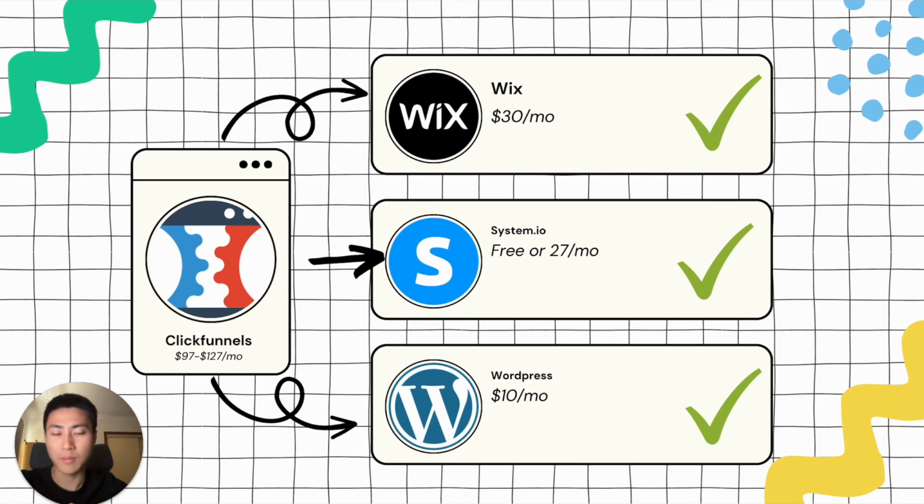WordPress is probably one of the most famous things for website building. It costs around $10 a month. But if you're a beginner, I honestly probably wouldn't suggest you to touch WordPress because it can get a little bit more complex. Now, by the sounds of that, it sounds like if you're a complete beginner, ClickFunnels is the way to go.